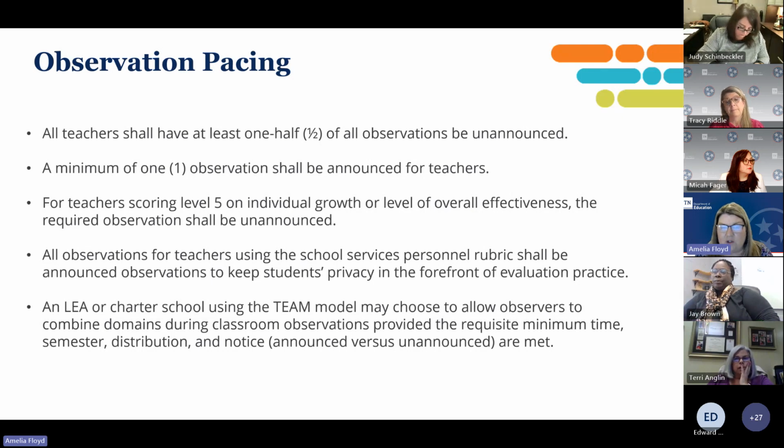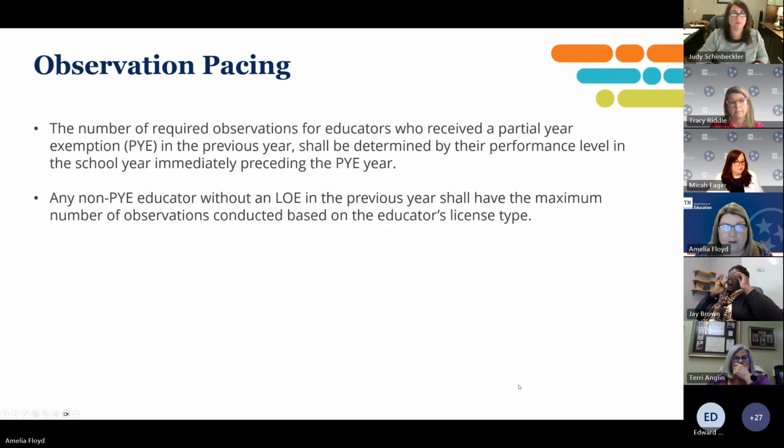All observations for teachers using the school services personnel rubric should be announced to keep students' privacy at the forefront of the evaluation process. An LEA or charter using the TEAM model may choose to allow observers to combine domains during classroom observations, provided the requisite minimum time is met and the semester distribution and notice, unannounced versus announced, are met. As long as you meet all of those requirements, you can combine.